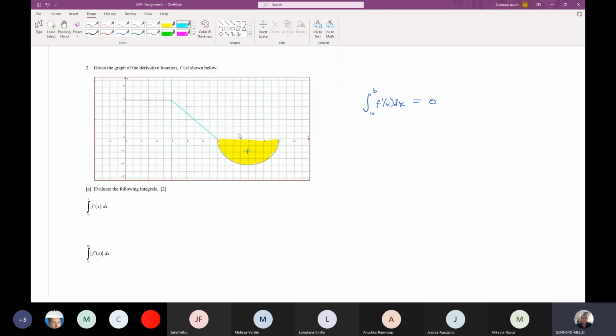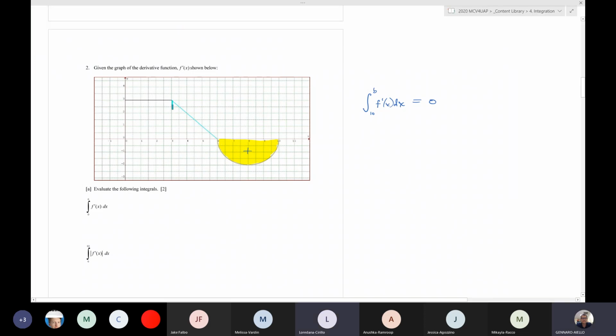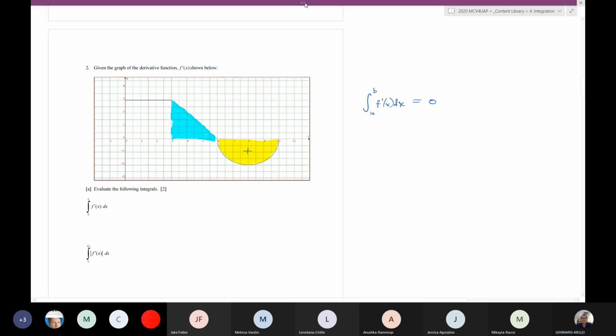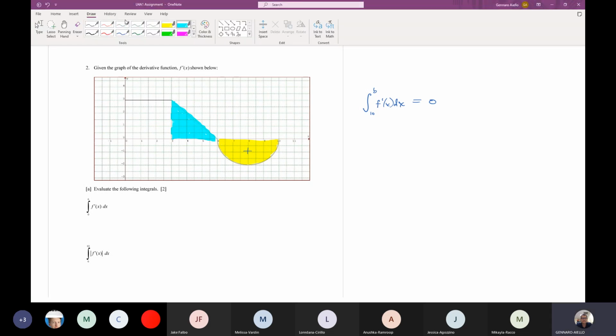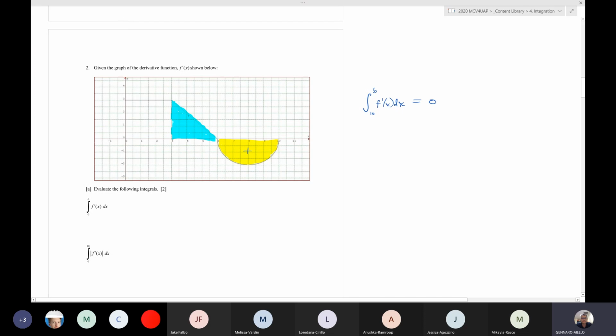Does that make sense? Yes. So what I'm saying is, if I just integrate to there, if I integrate from 10 to 3, will that give me 0? So we can do a quick calculation. What's the area of this triangle? 9 divided by 2, so that's 4.5 is the area of that triangle?